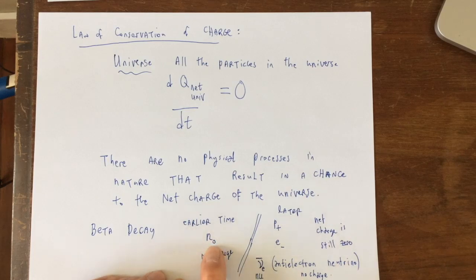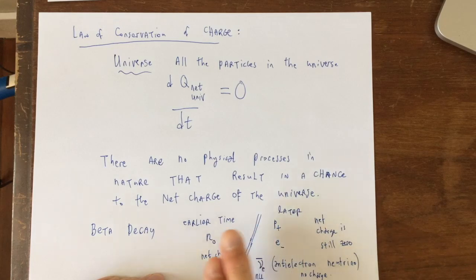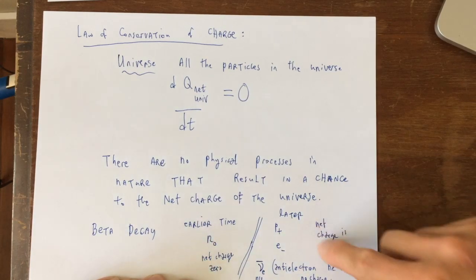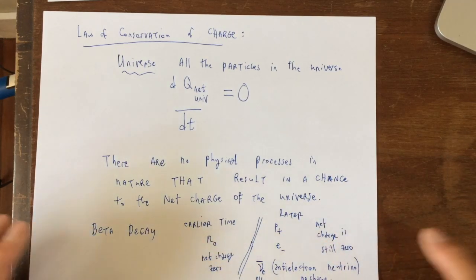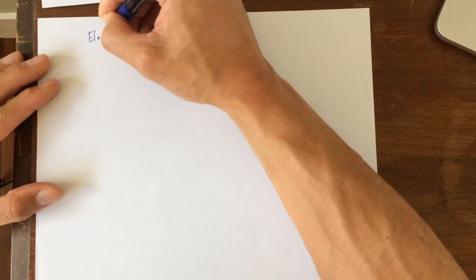We don't have a neutron anymore, though. And previously, we didn't have that proton. We didn't have this electron. And we also didn't have this weird neutrino particle. So even though the particle counts might change, the net charge does not change. This is the idea. So the last thing that I'm going to describe is electric force.